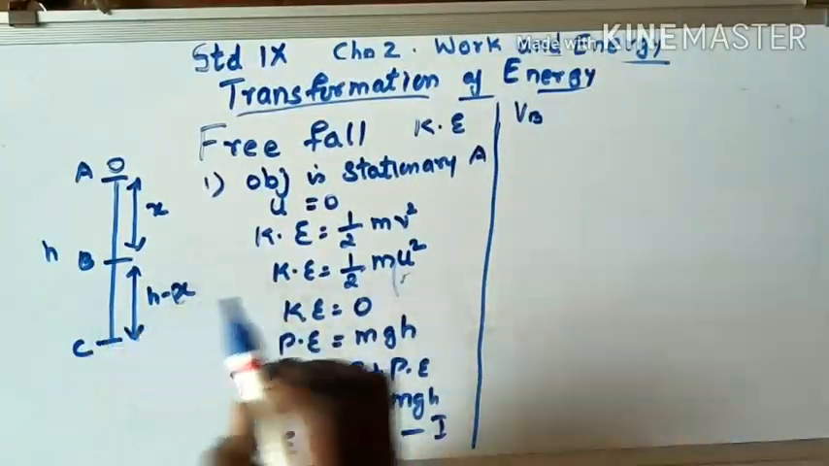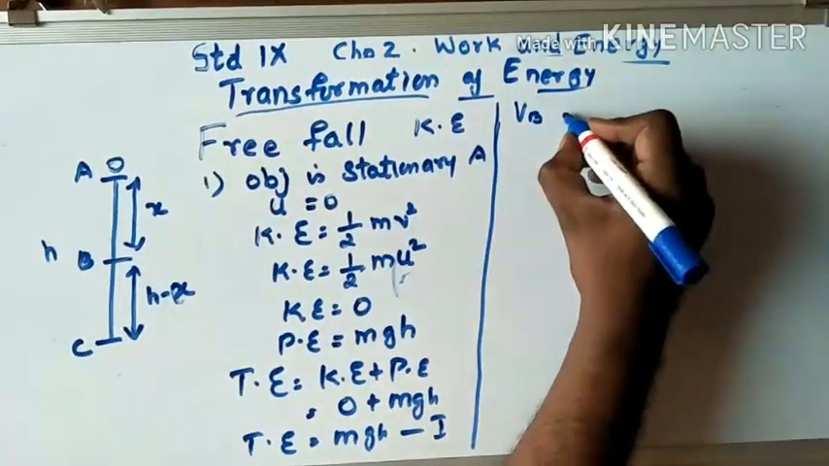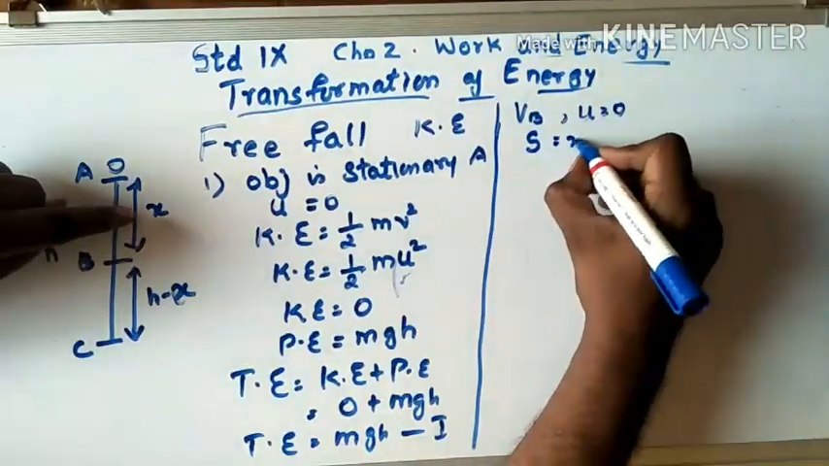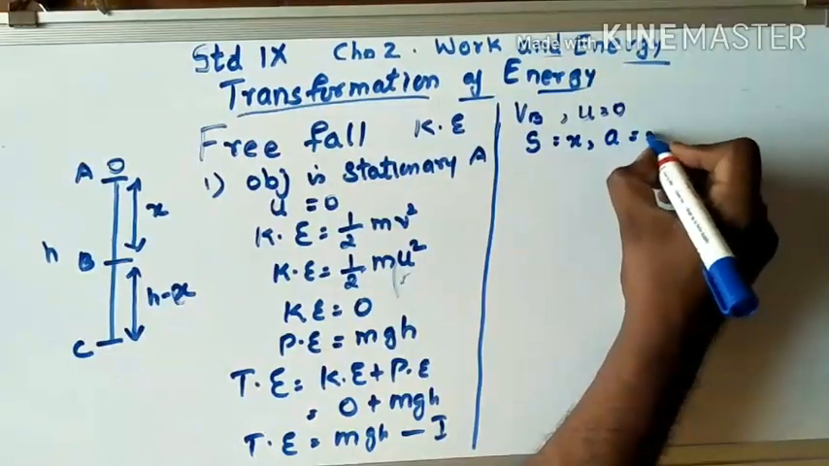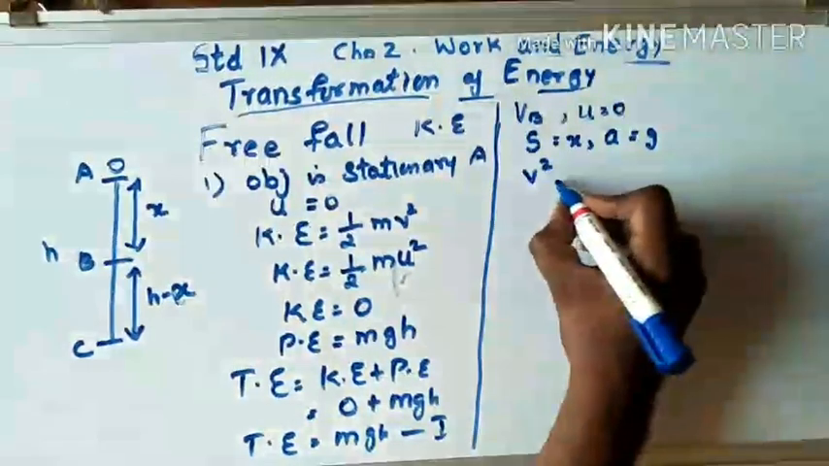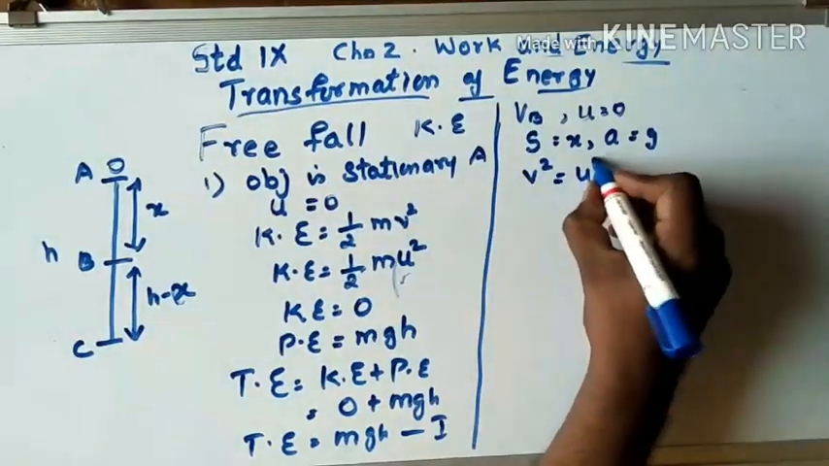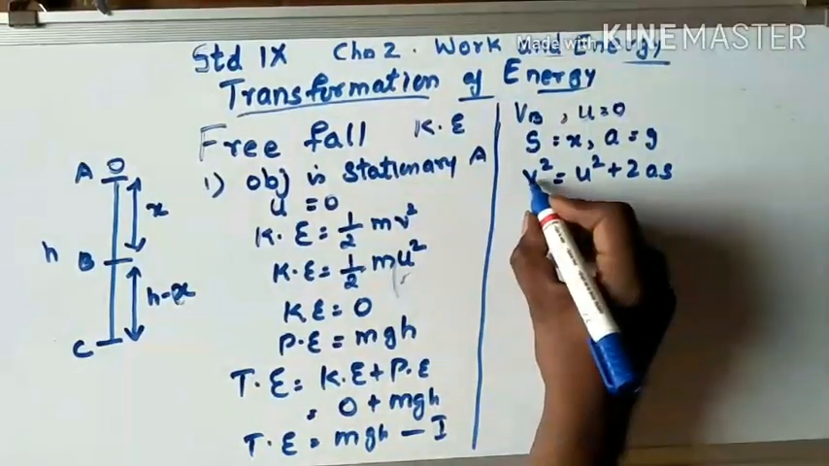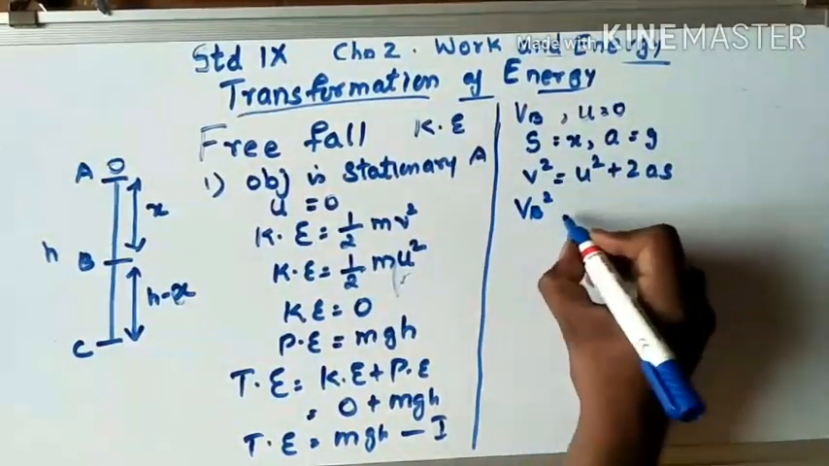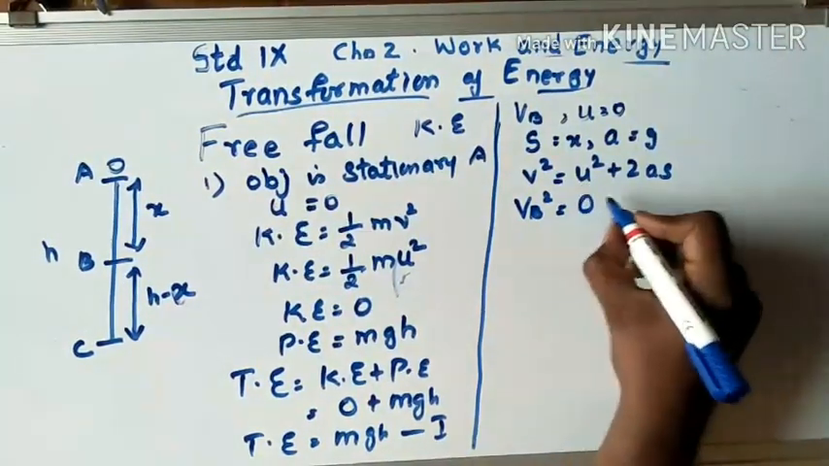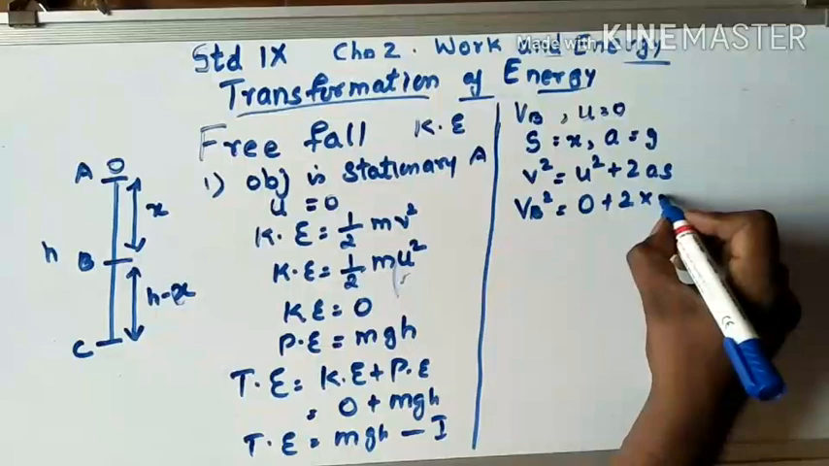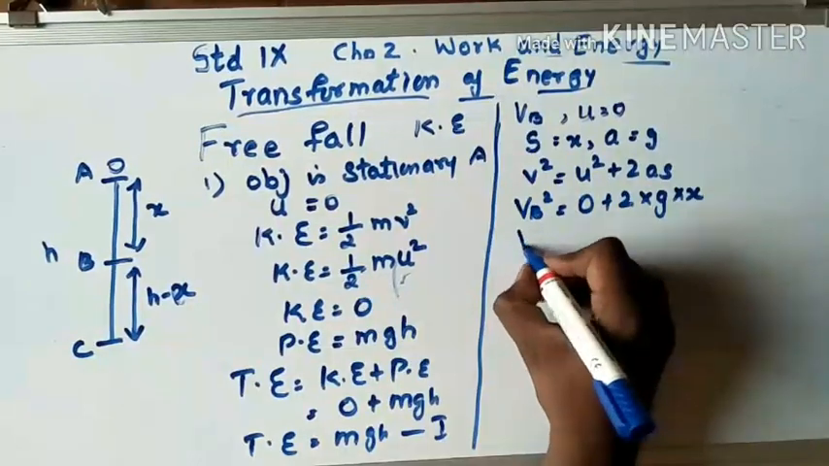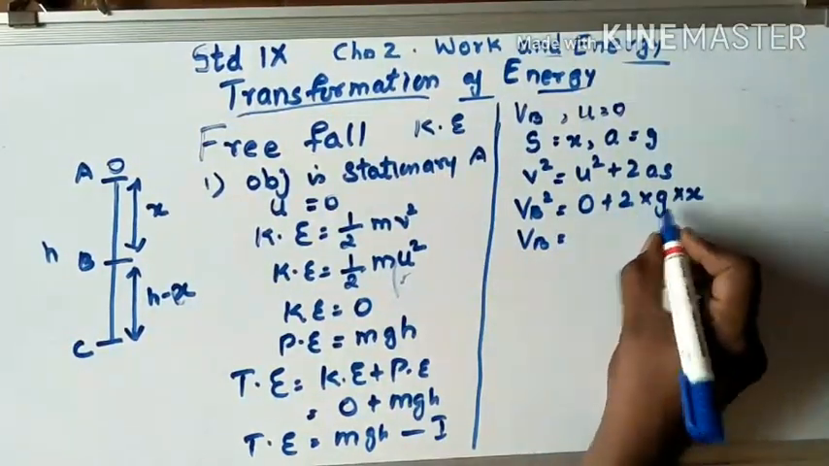The velocity be v. Here the initial velocity is 0. Your height here is taken as x. Acceleration is g. So here the formula v square is equal to u square plus 2as. Here your v is vb. vb square is equal to initial velocity 0 plus 2 into your a is g and your s is x. So vb square is equal to 2gx.